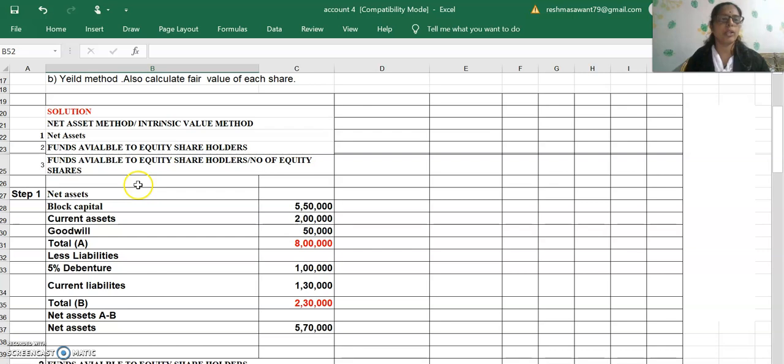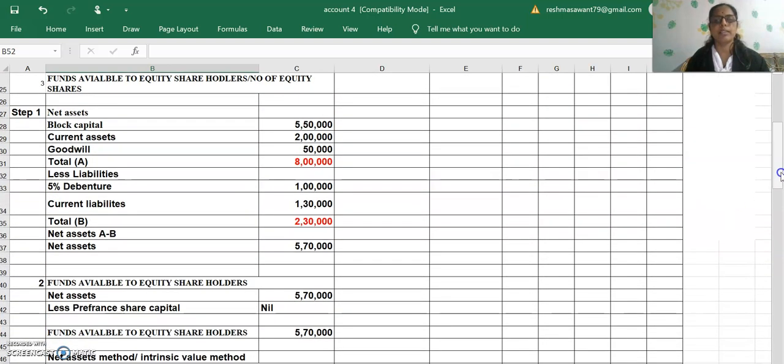For this purpose we first have to calculate net asset. Net asset means the assets, valuation of assets as per the requirement or as per the adjustment, or you can say realizable value of assets, less liabilities or outsider liabilities. In this question 5% debenture and current liabilities are mentioned. Total A, that is the total asset, less total liability or outsider liability. Only outsider liabilities are considered. P&L balance, capital reserve are not considered for the calculation of the net asset method. So the net asset is 8 lakh minus 2 lakh 30,000. 5,70,000 is the value of net asset, that is calculation number 1.